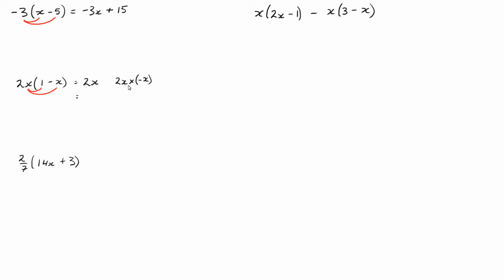So x times x will actually give me an x squared. I've got a 2 and a negative number here. Technically speaking, this is minus 1 times x. So if I multiply 2 by minus 1, I get minus 2. So my final answer is 2x take 2x squared.